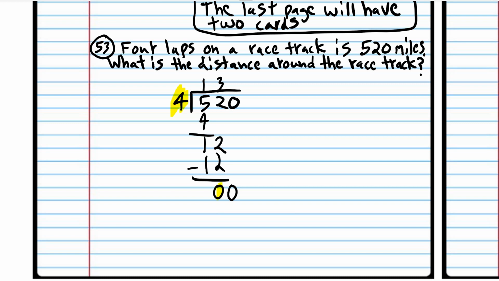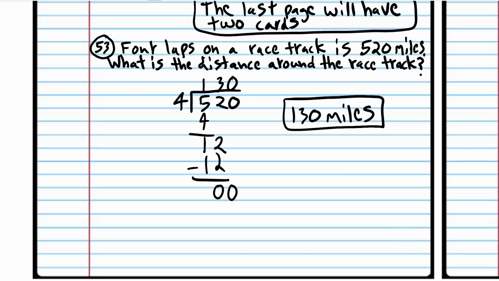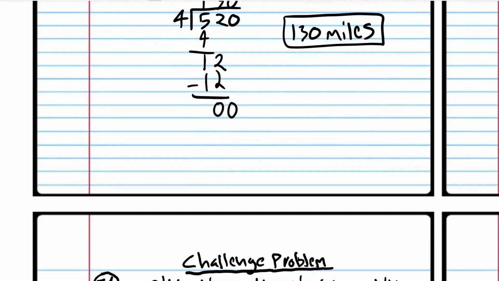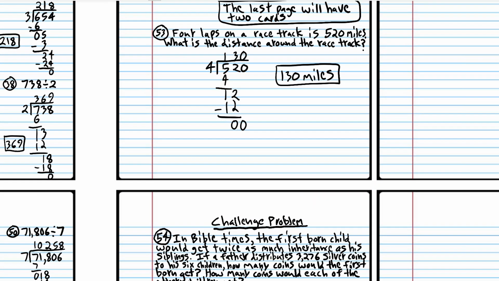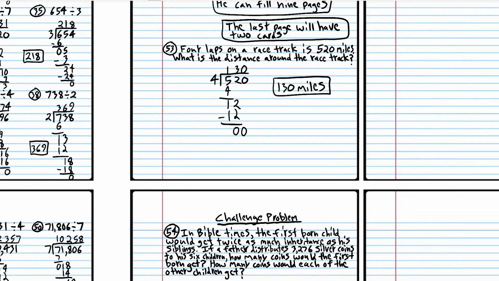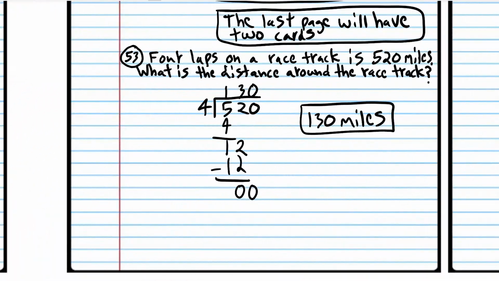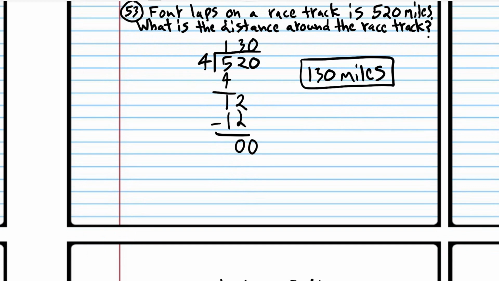How many times is 4 going into 0? Well, that's easy. It doesn't go at all. So you just put a 0, and we're done. So the distance around the track, in other words, the distance for one lap, is 130 miles. All right. Technically, you should probably be writing in complete sentences, but I'm not going to waste your time making you do that. All right, on to the next problem.